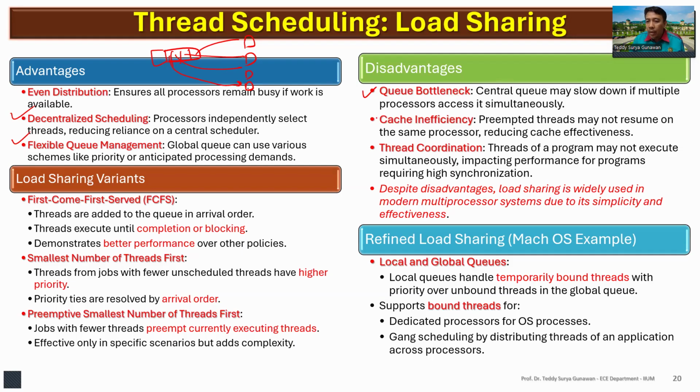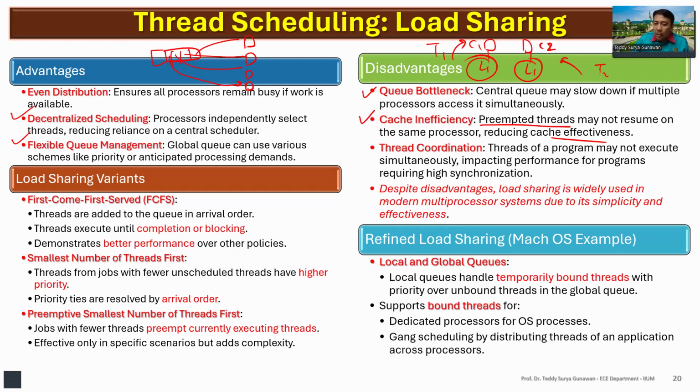We also have the disadvantage of cache inefficiencies. Preempted threads, the ones that are stopped or blocked, may not resume on the same processor, reducing cache effectiveness. Why is that? For example, this is core number 1 and this is core number 2. Each has its own level 1 cache. If thread 1 initially goes to core number 1 and then moves to core number 2, it cannot use the cache on core number 1. It needs to copy the data first into the L1 cache of core number 2.